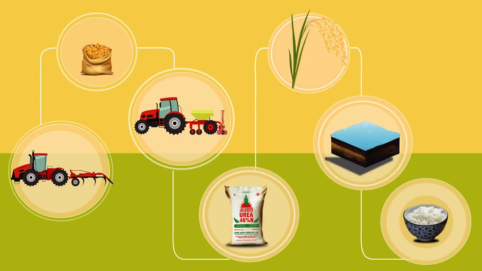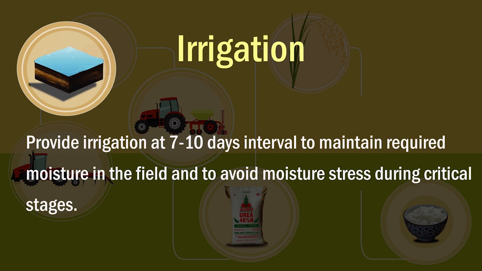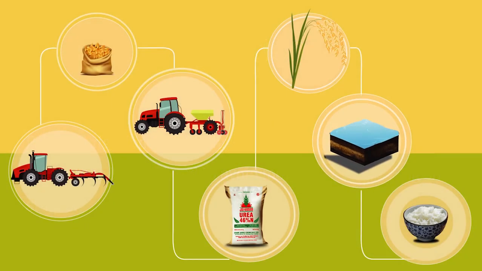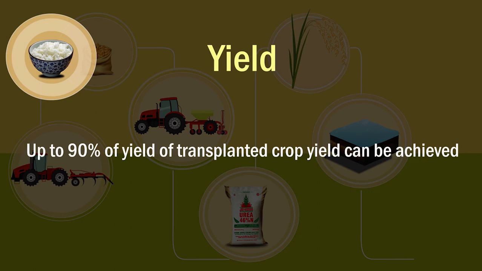To maintain the moisture levels in the field, we need to provide irrigation at 7 to 10 days interval. This is to avoid moisture stress during critical stages. With this way of cultivation, up to 90% of transplanted crop yield can be achieved.